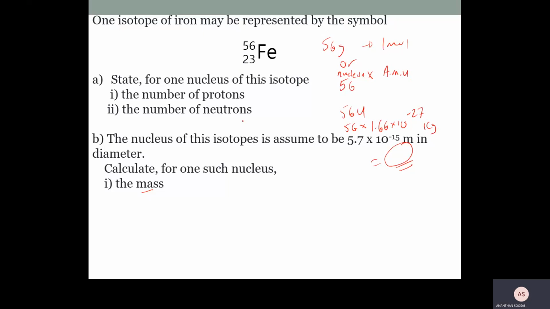Okay. That means helium, right? Helium 4-2. What is the mass of one nucleus? It's actually the nucleon number 4 u, 4 times u. u is atomic mass unit, which is 4 times 1.66 times 10 to the power negative 27. You get the mass of one nucleus in kilogram.